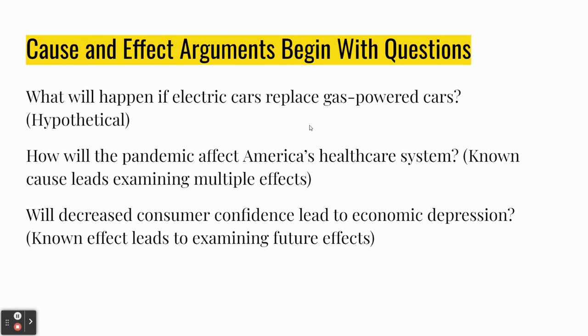I think it's important to remember with your prompts and with everything else, the chain of effects, the cause and effect argument, begins with questions. So, if electric cars replace gas powered cars, what's going to happen? It's a hypothetical. Several of your prompts are hypotheticals. How will the pandemic affect America's healthcare system? You have this, no one caused the pandemic. You have a whole bunch of effects that can happen from that.